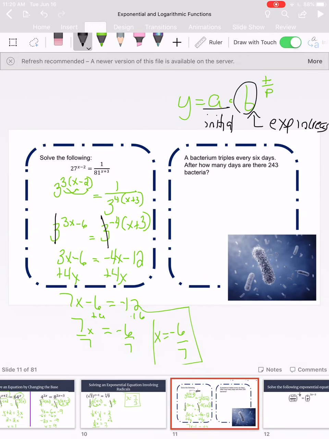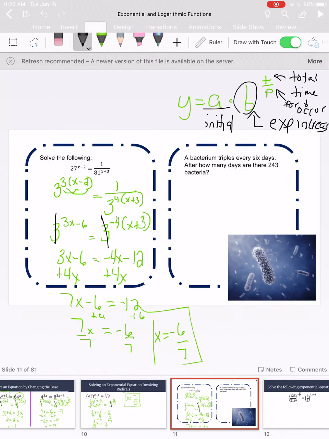So if you were exponentially increasing, it would be a number bigger than 1. If you were decreasing, it'd be a fraction. You will never have a negative value for B when we deal with exponential graphs. Your T is your total time, and the P is the time it takes for B to occur. So if it takes 3 hours for a bacterium to double, your P would be 3. So it's the time it takes for B to occur. And like I said, we're going to look at this more in the coming weeks.